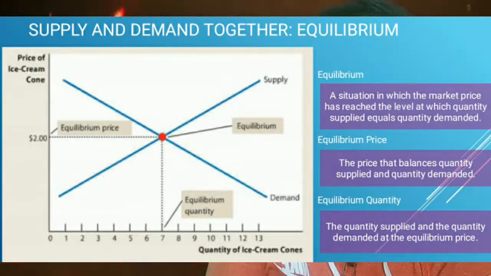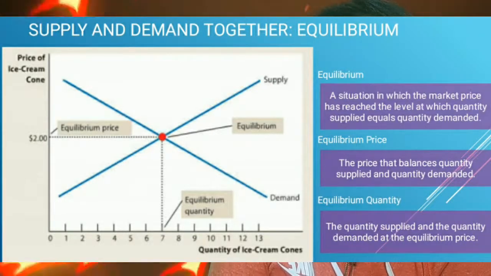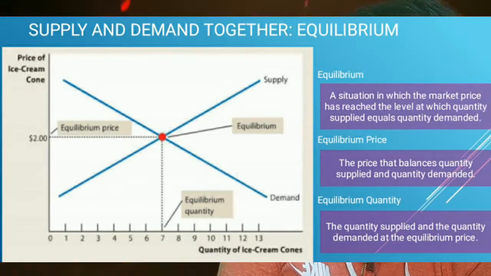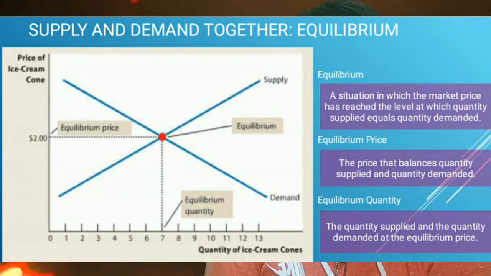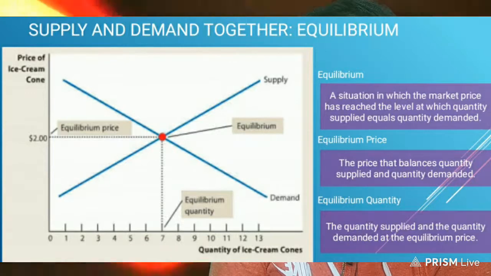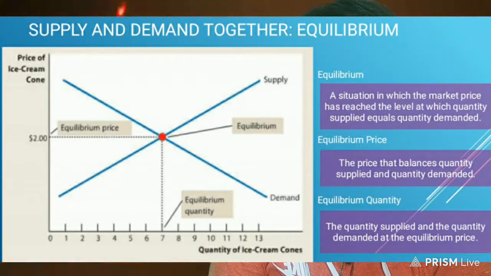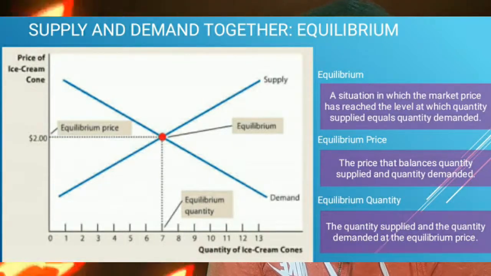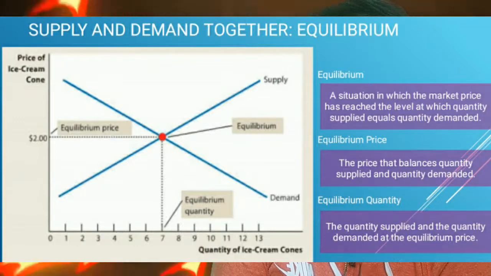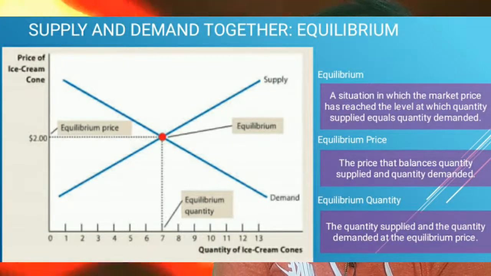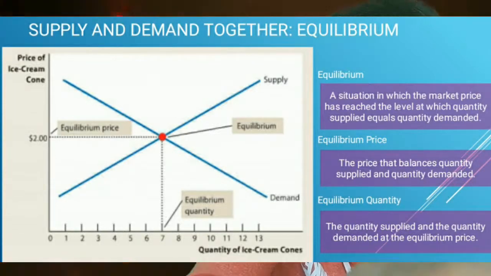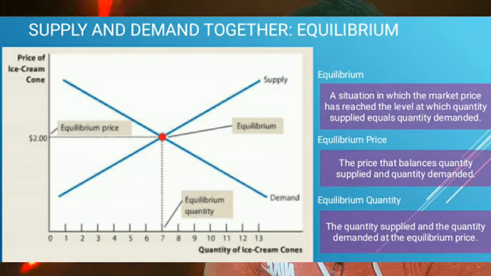Kung makikita ninyo. So that is our equilibrium at 2 pesos, no? As its equilibrium price. And makikita ninyo 7 ang kanyang quantity, and that is the equilibrium quantity. So equilibrium is a situation in which the market price has reached the level at which quantity supplied equals quantity demanded. Yan na nga yun, ano? They equate, no? Then we will have an equilibrium price, and that balances the quantity supplied and quantity demanded, right? So as you will see, we have 2 pesos there. Then equilibrium quantity is the quantity supplied and the quantity demanded at the equilibrium price. So that is what we meant by that.